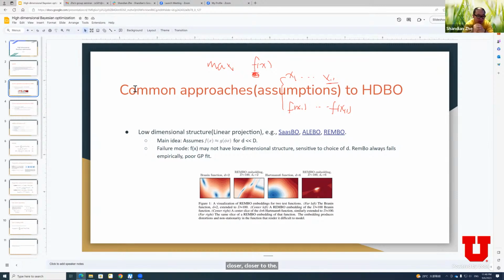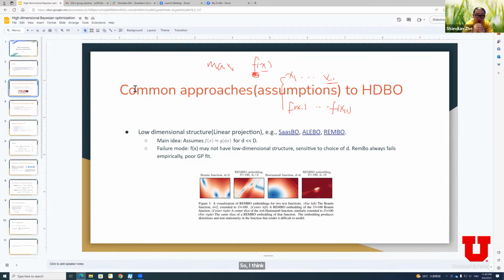This is like active learning, but the goal now is trying to search for the maximum or minimum of the function. The problem is that when your input dimension, like x, is very high dimensional, like 100 dimensional, usually Gaussian process will fail. We know that Gaussian process only works for low dimensional space.